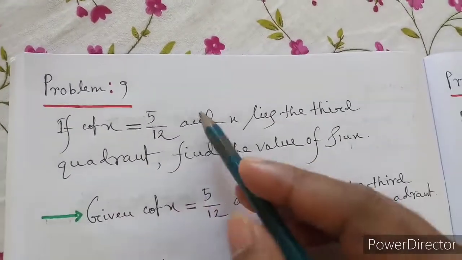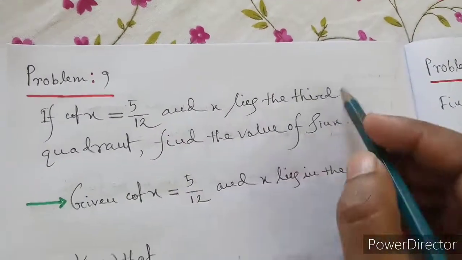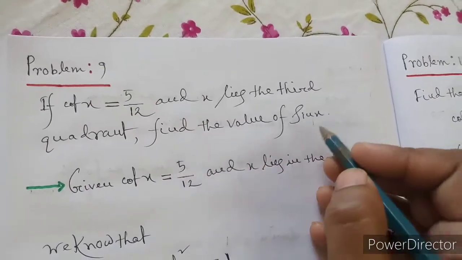If cot x equal to 5 by 12 and x lies in the third quadrant, find the value of sin x.